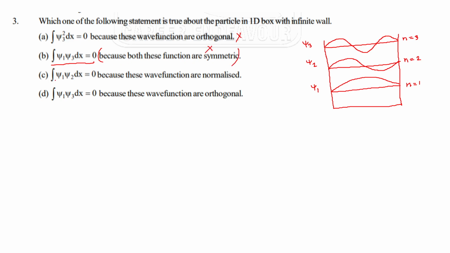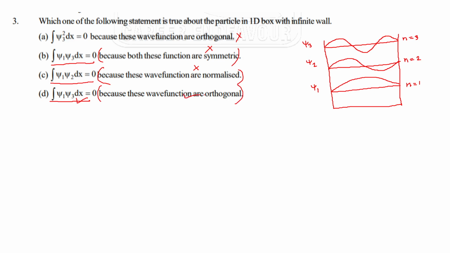Okay. What about C? The integration of psi 1, psi 2 is 0 because these wave functions are normalized. Again, the statement is correct, but the reasoning is incorrect. Now look at the fourth statement. The integration of psi 1 psi 3 dx is 0 because the wave functions are orthogonal. Yes. So the statement is true and the reasoning is also true.